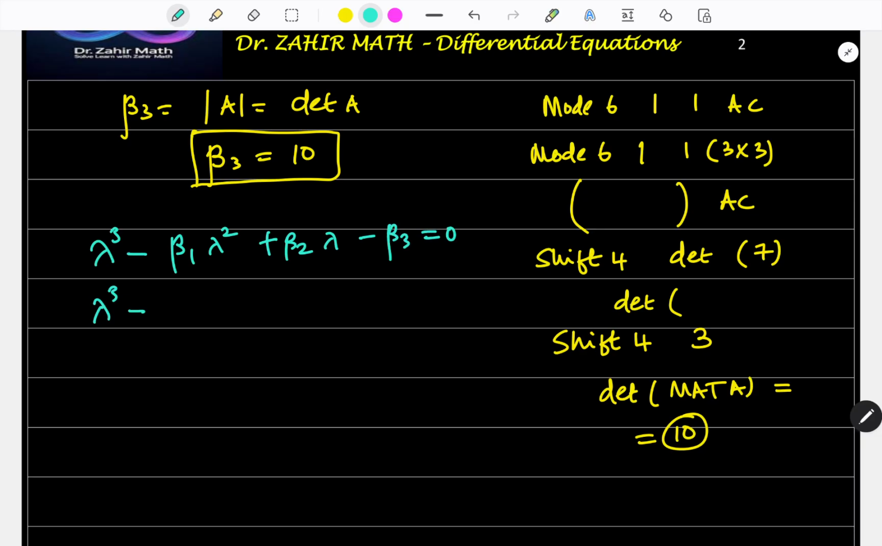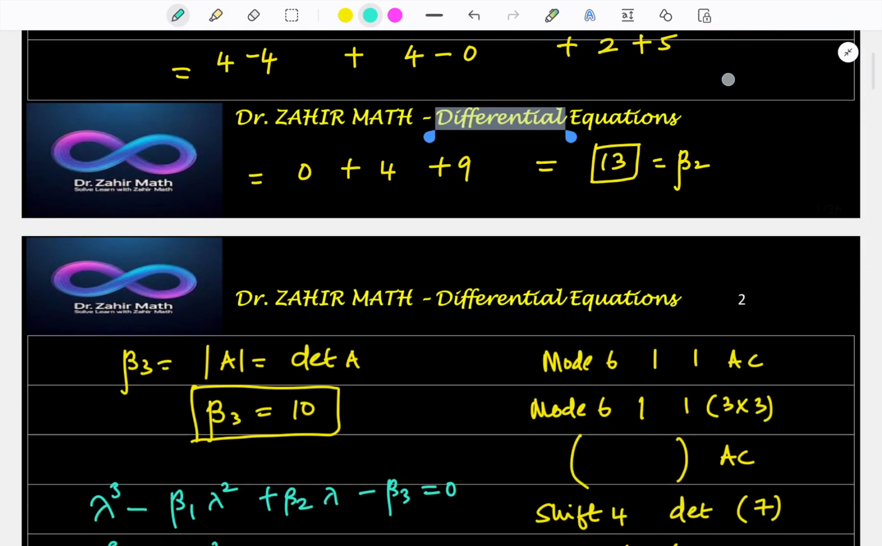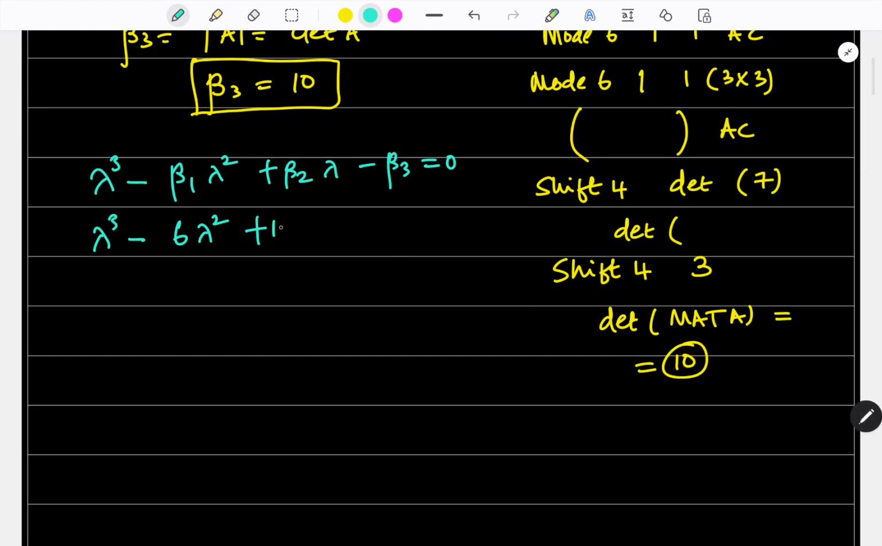So lambda cubed minus, what's your beta 1? Beta 1 is 6, lambda squared. And then plus 6, and then 13 lambda. And then minus beta 3, which is 10, equal to 0.